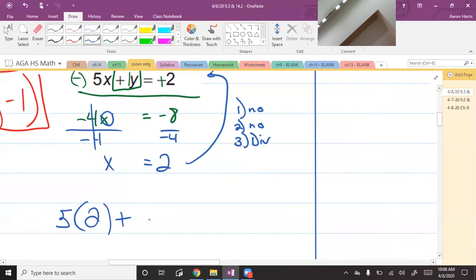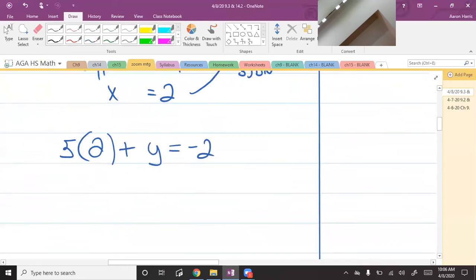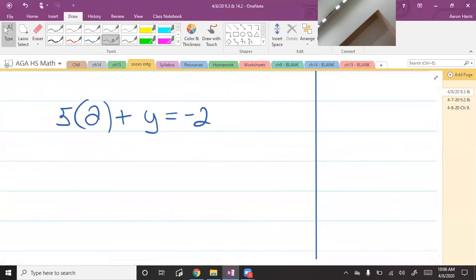2. Plus 1y, I'll just write y, equals, the original equation was a negative 2. The original one was a negative 2. You can't just switch it now. So the original equation, 5x plus y is equal to negative 2. Okay?